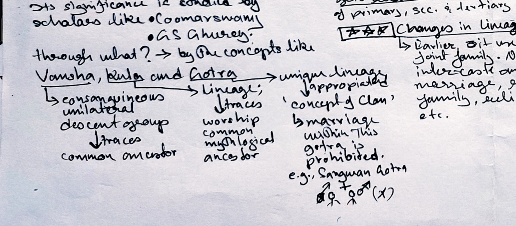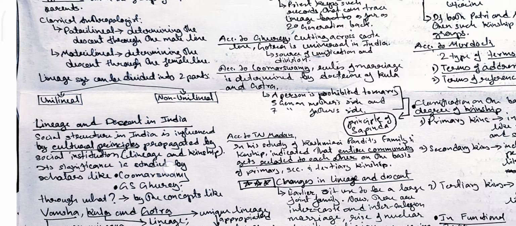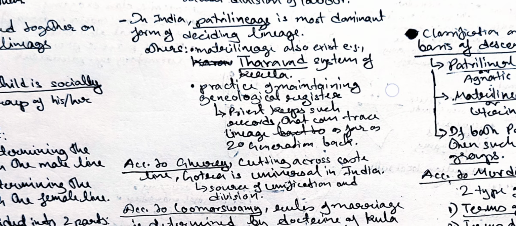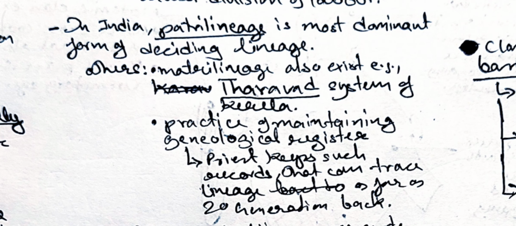On this very basis, the kinship system is studied in India. Now, moving ahead, in India the patrilineage is the most dominant form of deciding lineage. We know that, but the other prominent form which is also practiced is matrilineage, which exists in the Tharavad system of Kerala. In South India, specifically in Kerala, there is a Tharavad system. In the Tharavad system, the lineage is decided through the mother. That is matrilineage. So that itself is one of the very distinct features of our kinship system, which we barely notice in some other countries.